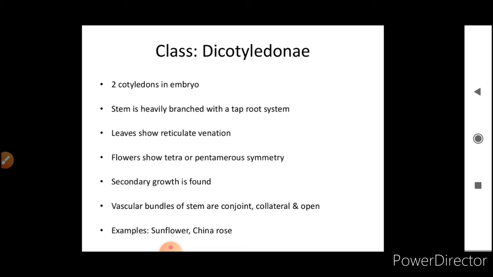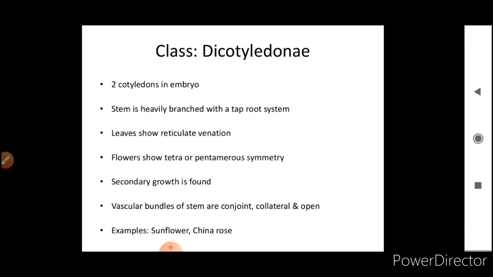As the name suggests, dicotyledon will have two cotyledons in the embryo, that is seed leaf. Stem is heavily branched with a taproot system. Leaves will show reticulate venation. Flowers show tetramerous or pentamerous symmetry. Everything which is present, the whorls, will be either tetramerous, that is in fours, or pentamerous. Secondary growth is found as they will have a special tissue which is the cambium. Vascular bundles will be conjoint, collateral and open. This we'll study in the next chapter in the anatomy of plants.